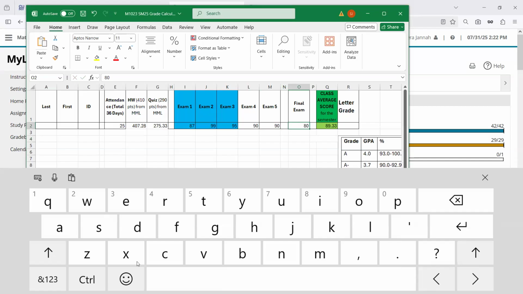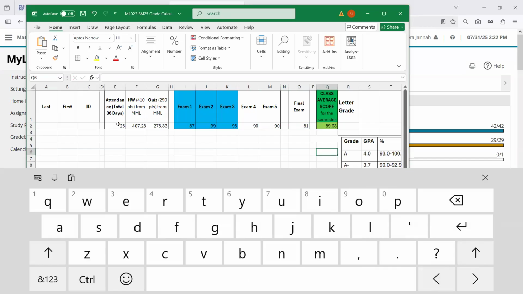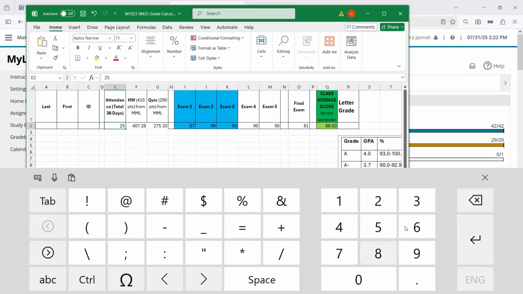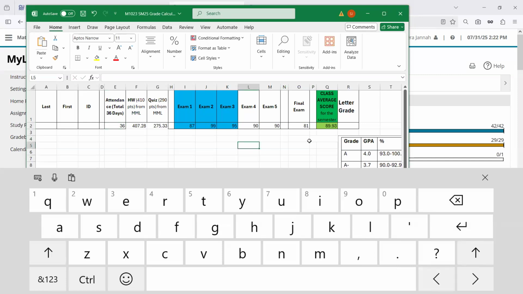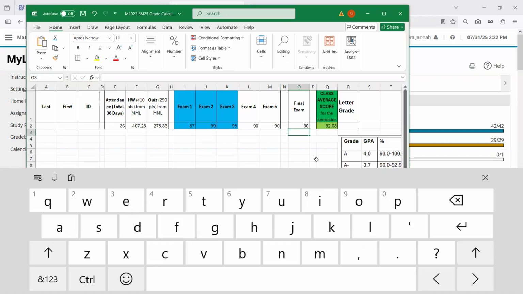So let's say you improve this, you got 81. Still not enough. Let's say you were never absent, so you have all 36 days here. Okay, so it's still not enough. So let's say you got 90 in the final. With 90 in the final, 90 in the next exam, you have 92, which is A minus, because A starts from here, 93. So I also give you a table of your GPA. So if you want to get it, no curving, so you have to earn your grade.